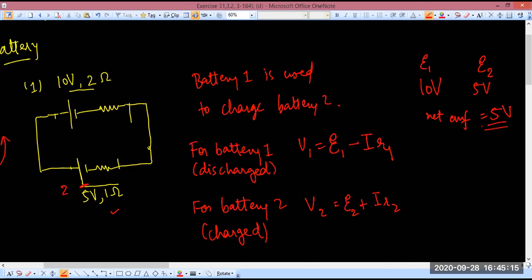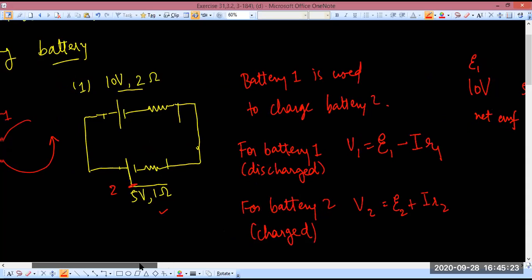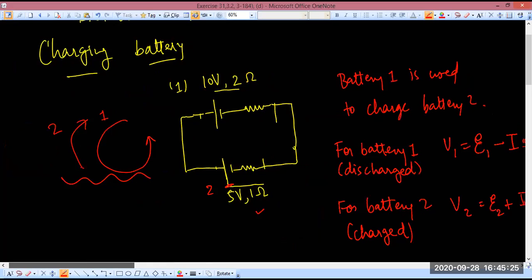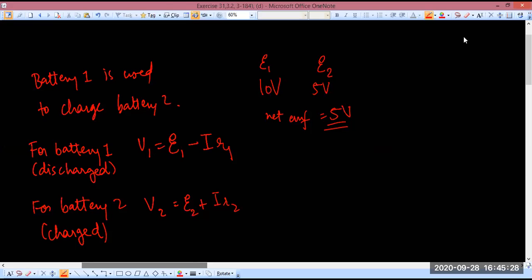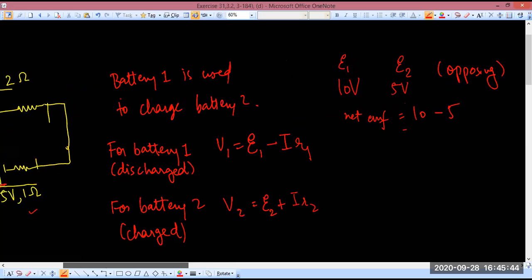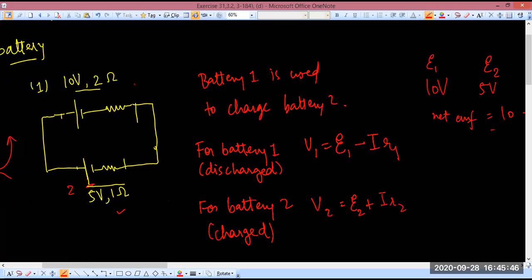Clear? I hope that makes sense. Yes or no, everyone? Because these two oppose each other. Have a look. So the net EMF is only 5. Is that clear? Why is it 5? Obviously we are doing 10 minus 5 because these two are opposing each other. Remember these batteries are in series. Do you see that these batteries are in series?